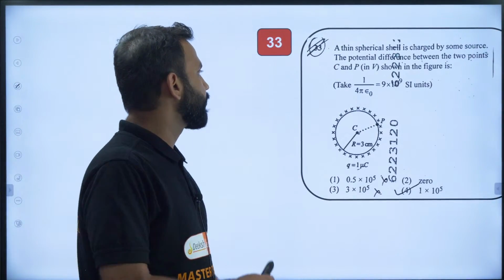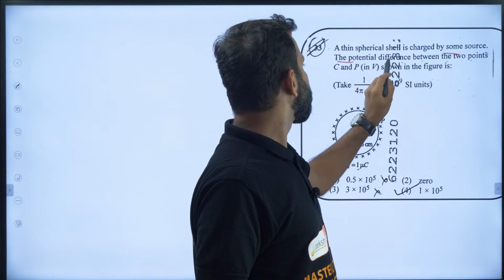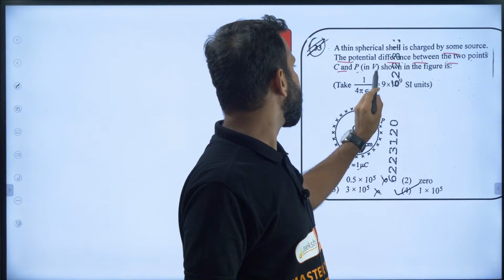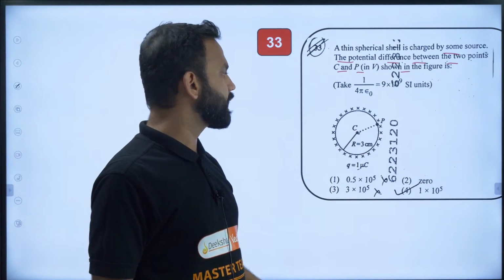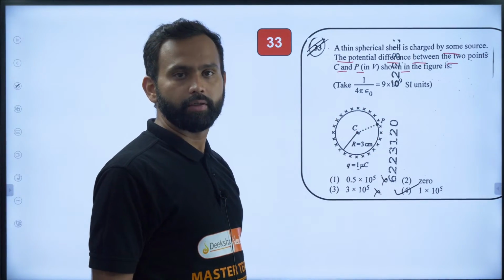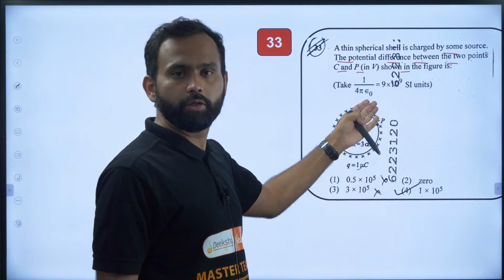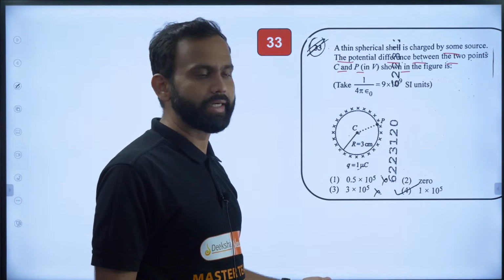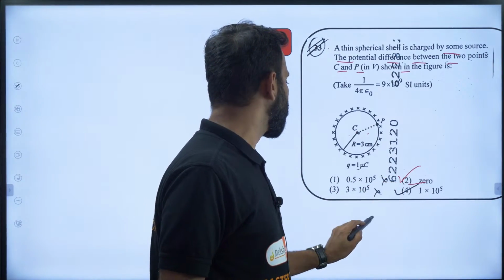Question number 33. A thin spherical shell is charged by some source. The potential difference between the 2 points C and P shown in the figure. We need to find the potential difference between C and P. This is the hollow sphere, right? So potential at the center of the sphere is the same as potential on the surface of the sphere. So the potential difference will be 0. So the correct option is 2.